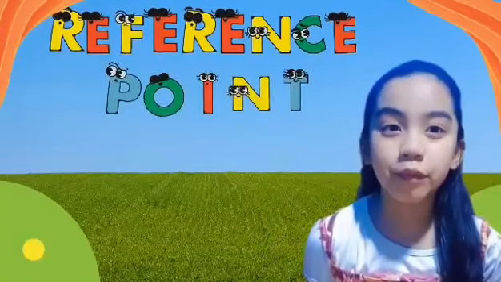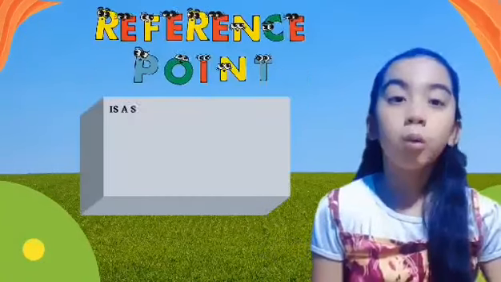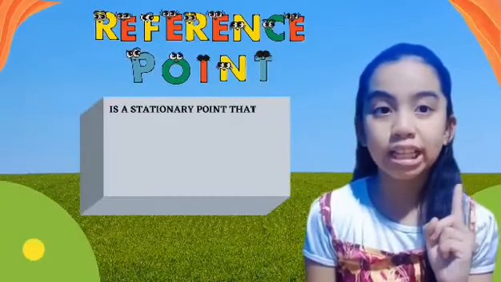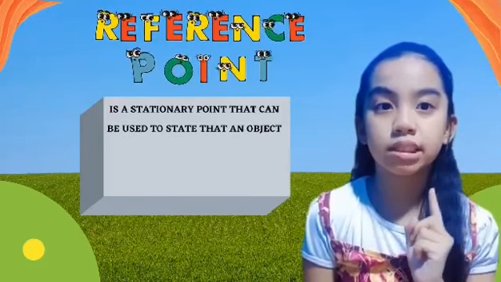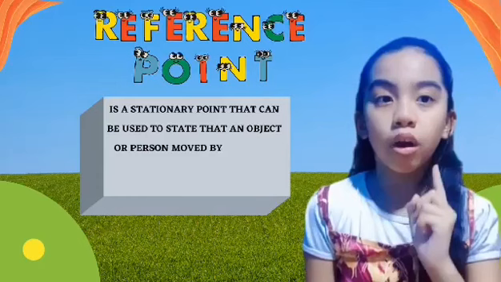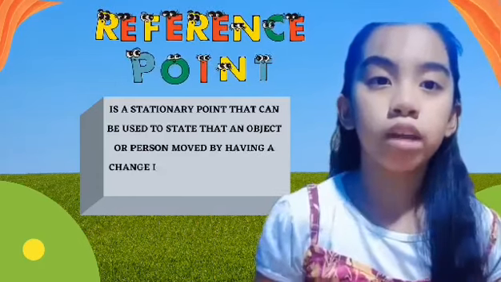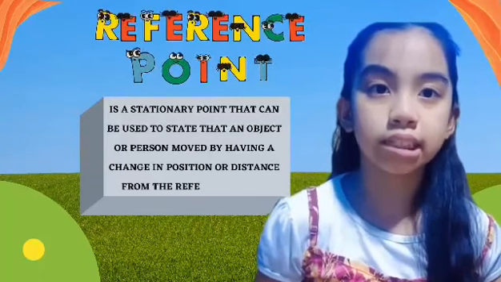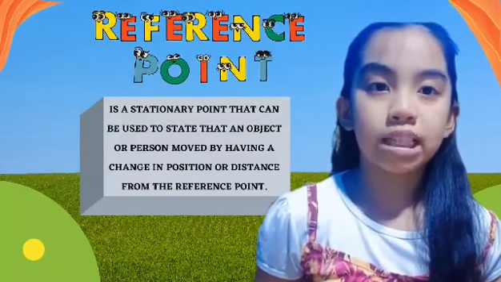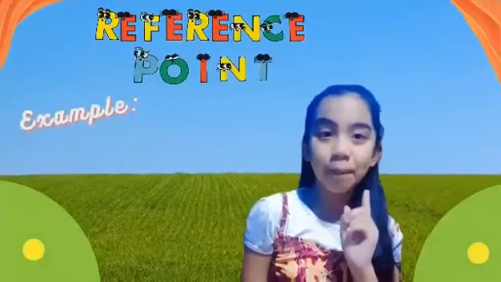Next is reference point. When we say reference point, it is a stationary point that can be used to state that an object or person moved by having a change in position or distance from the reference point. Let's see the example.